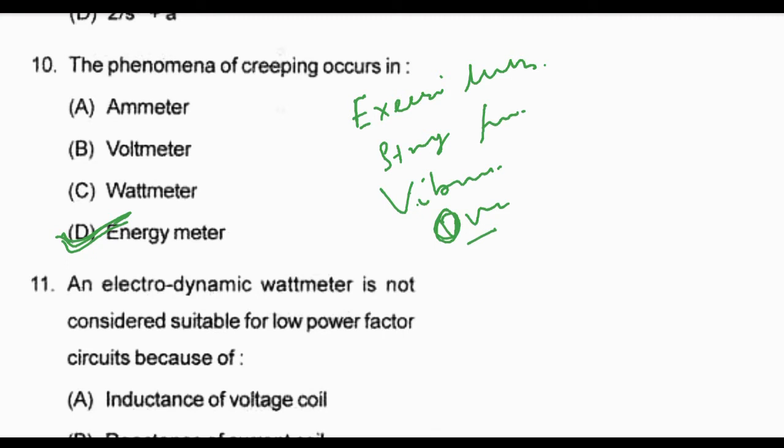And how can we eliminate that creeping? We have to punch or drill holes in that disc so that it will avoid creeping. This is the first method of eliminating creeping. The second method is that small iron pieces are arranged on the edge of that disc. These two methods can be used to eliminate creeping in an energy meter.